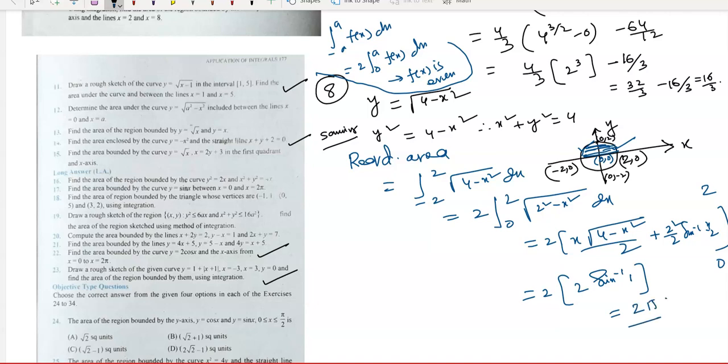You can check this because the area is pi into 2 square, by the class 10 or class 9 formula. Although the formula is derived from here only, if we apply it, the whole area is 4 pi, and half of it is going to be equal to 2 pi. So number 8 is done. Let us go for the next sum.